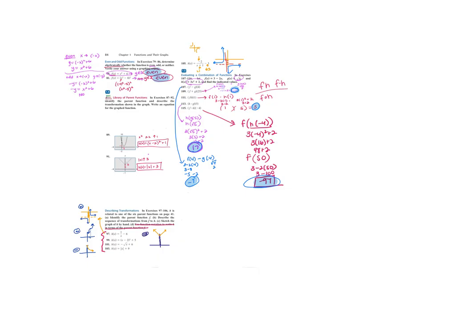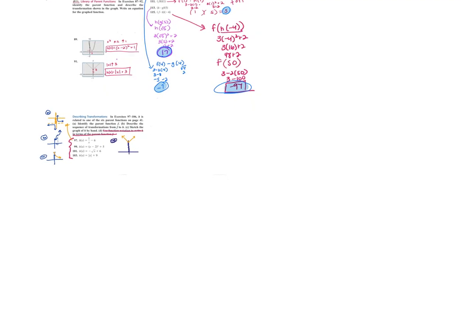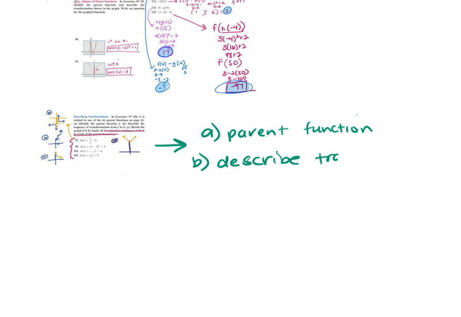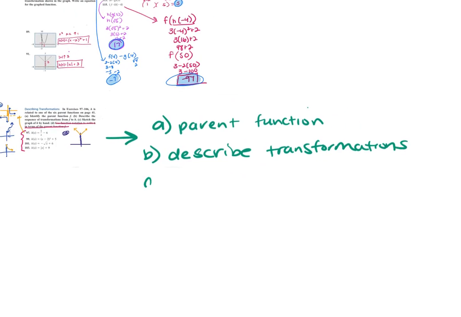Okay, last page. Parent functions and composite functions. As a reminder, on your parent function, it's going to be multi-part like that. A, give the parent function. B, describe the transformations. C, domain. I don't know if it goes in this order. D, range. E, graph.